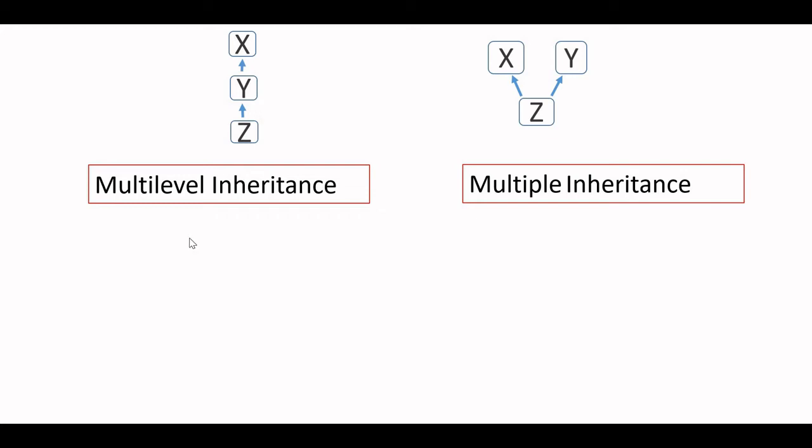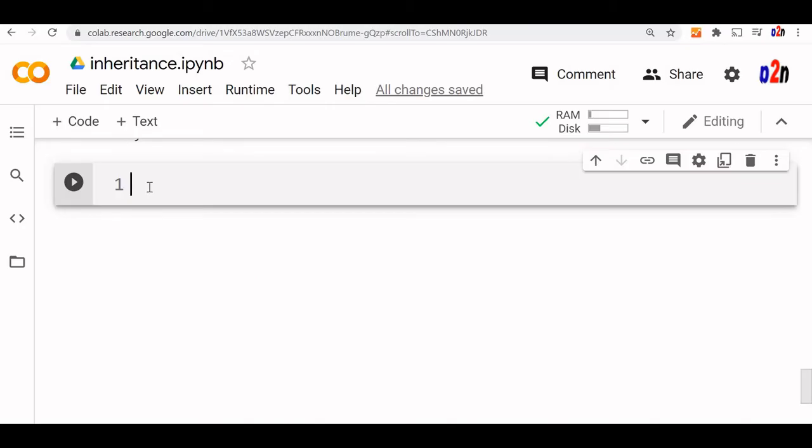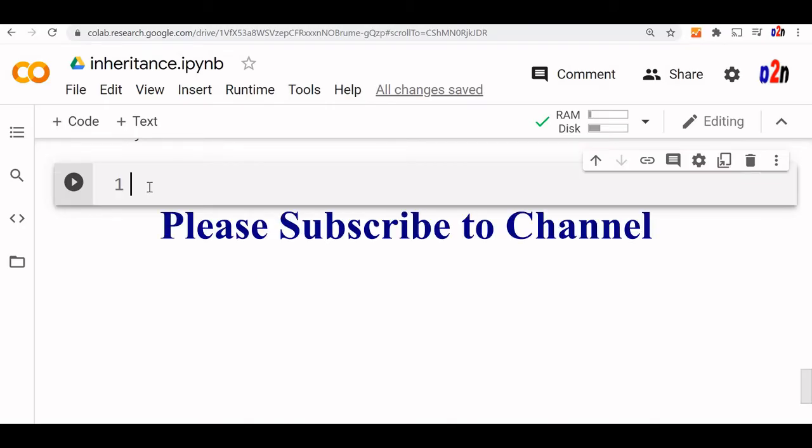In a multi-level inheritance or a multiple inheritance, a child can use the methods of its parents. Now here there is a confusion. If there is a common method name in both the parents, then which one will get priority, or which one will be executed? For that we will use method resolution order. To understand MRO, we'll try some simple code.